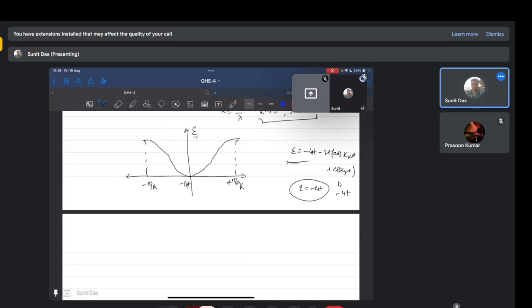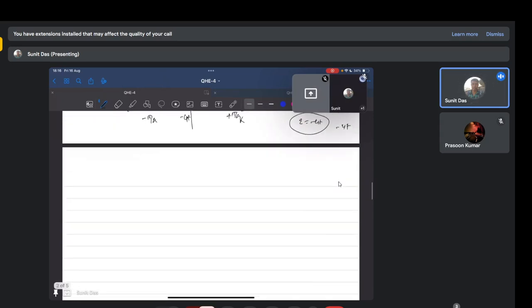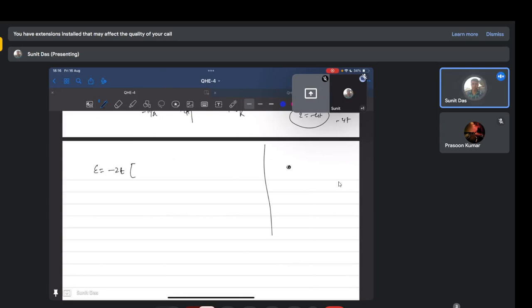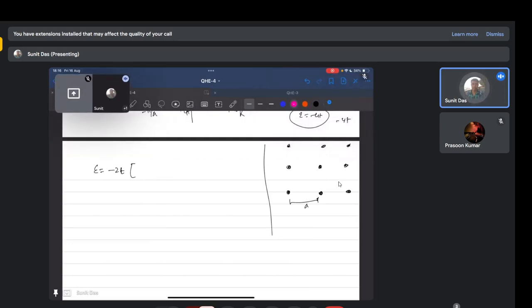Now around this k equal to 0, again I'm not writing the constant term minus 4t, and t is the hopping. To be more clear, we have an atomic arrangement like this, and this distance is a, and we can say that this is one unit cell. If you repeat this, it will continue to form the whole 2D square lattice.